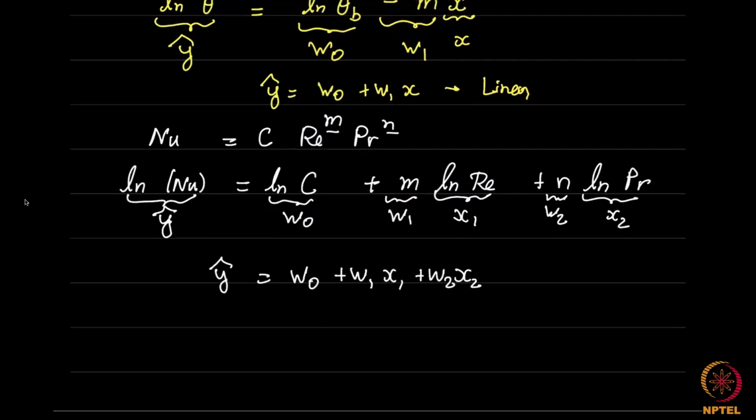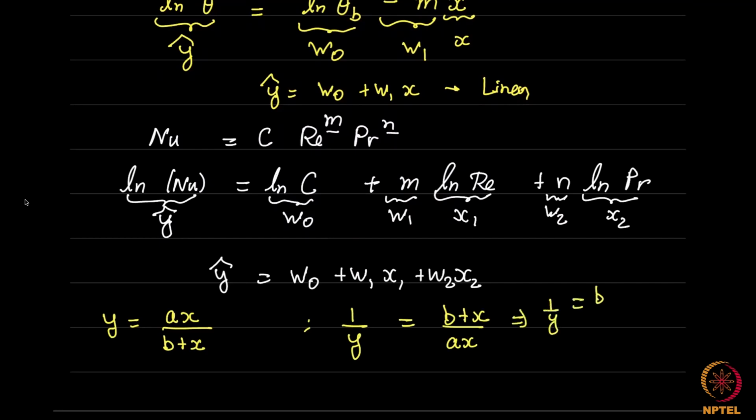here. So we had this case of y equal to ax plus b plus x. So now take 1 over this. So 1 over y is b plus x by ax. This gives you 1 over y is b by ax plus 1 over a.